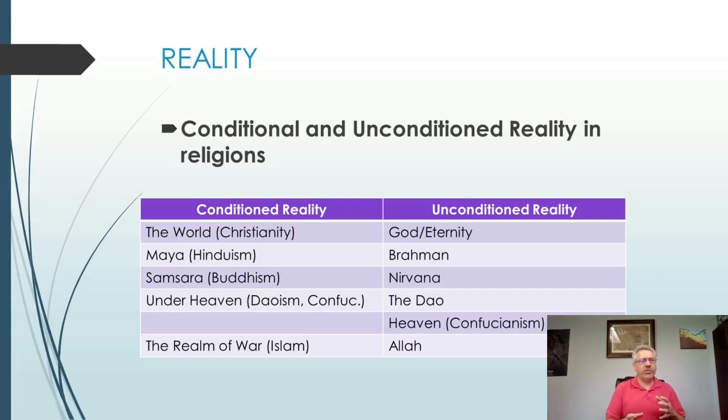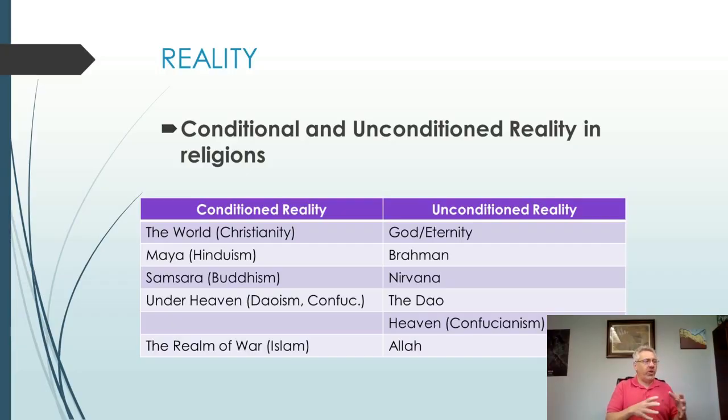For Taoism and Confucianism, they both kind of have this concept of under heaven. Everything that takes place under heaven, basically like we would say the world, is conditioned reality for them. But for the Taoists, the Tao is unconditioned reality. It exists, and it's all-knowing, all-going, it's beyond our normal things. And Confucianism has a concept of heaven, both under heaven and heaven. But we'll talk about that later as well.